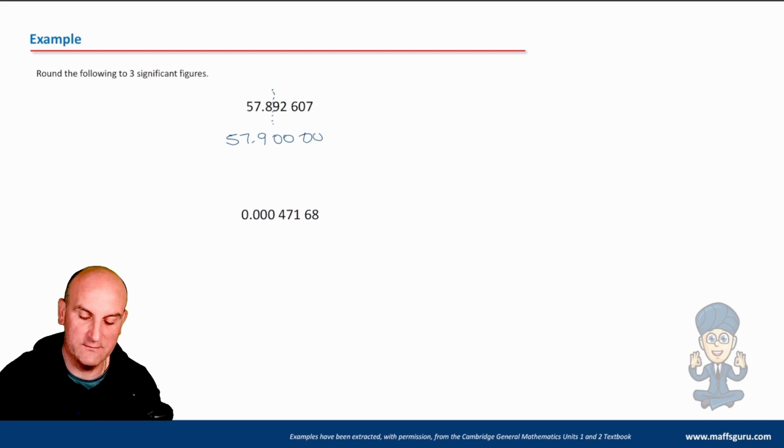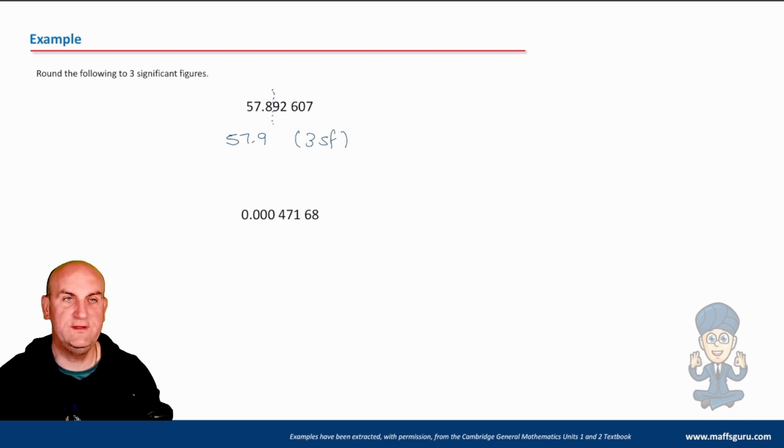All the rest of the numbers become zeros. But do I need them? No. Why? Because they are at the end of a decimal number. And so there we go. So that there is 57.9 to 3 significant figures.